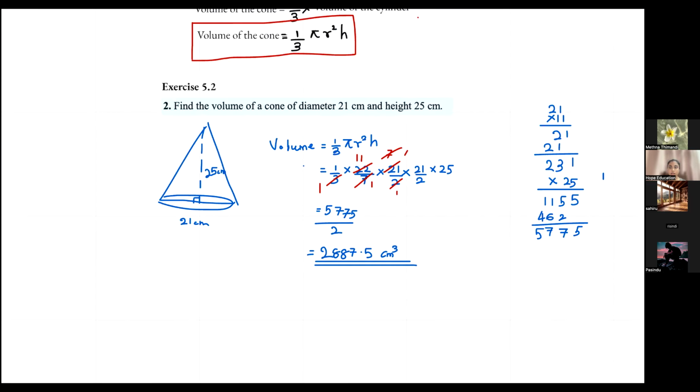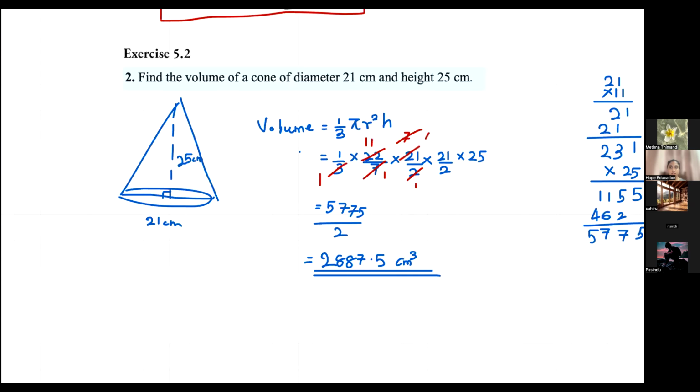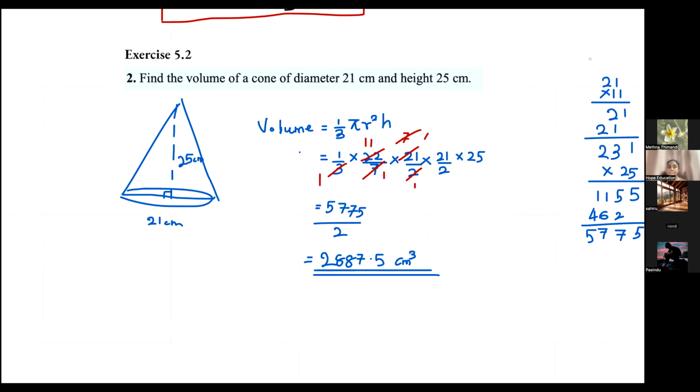Who's not here? Randira has disconnected and Denuri, no? I think Denuri has a connection issue because she keeps getting disconnected. All right. It's okay. Let's continue.